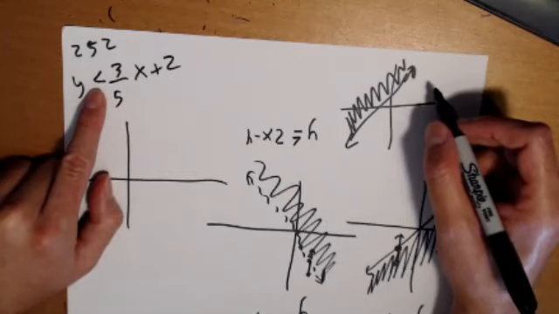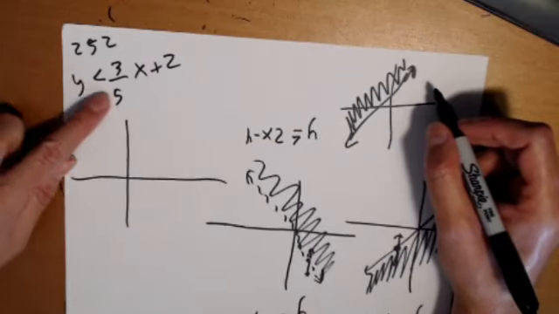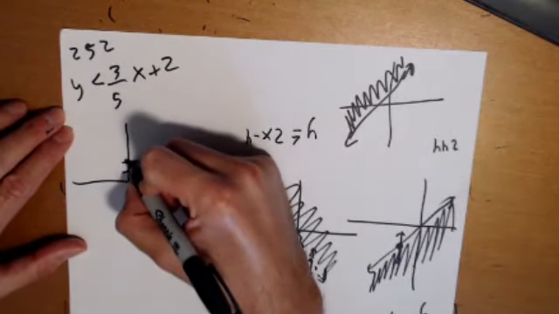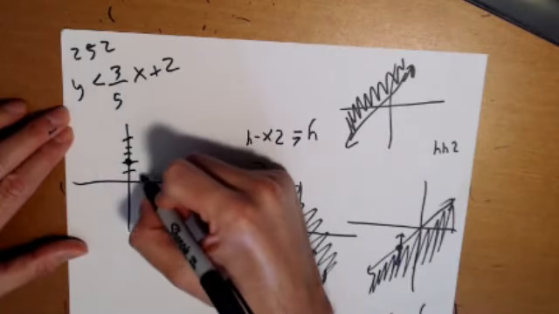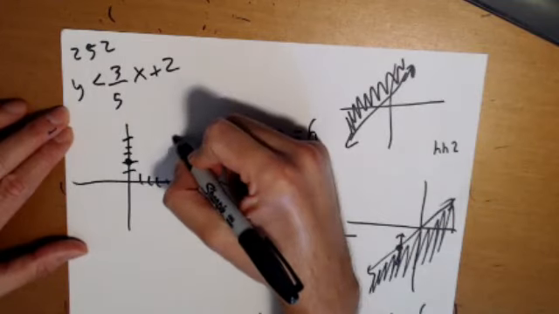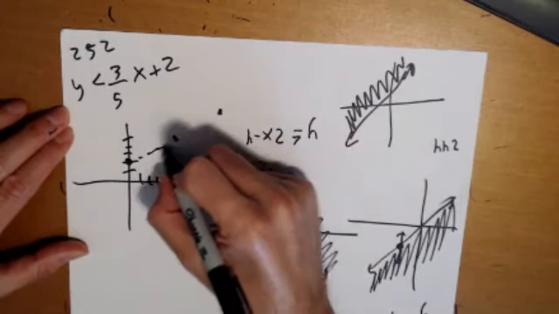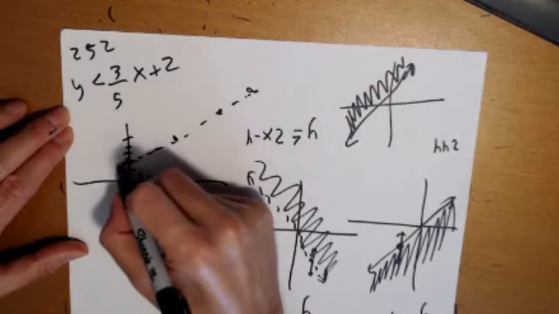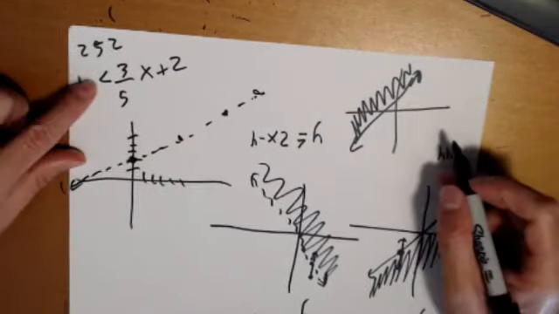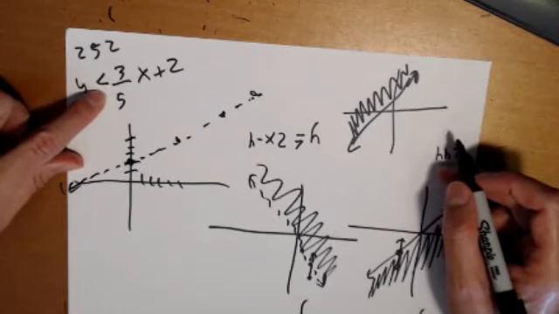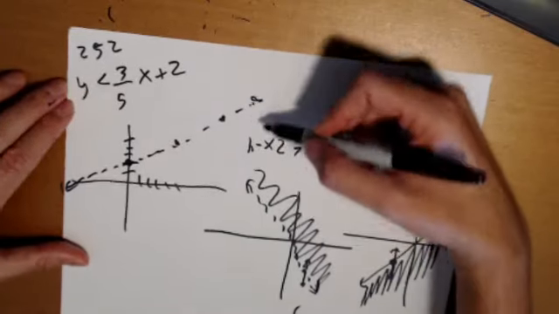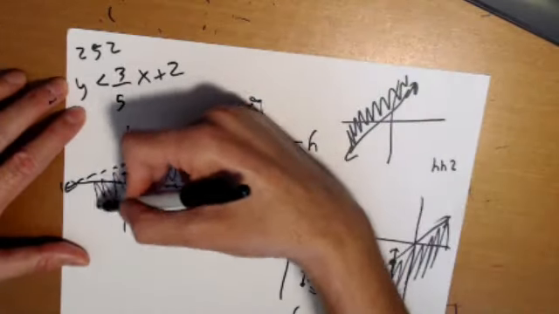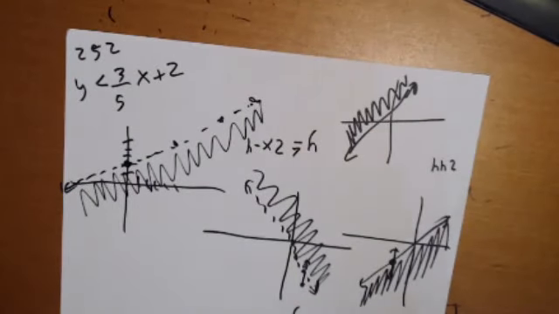Just pretend it's an equal sign, but instead of a solid line, I'm going to do a dashed line because it's not or equal to. Go to positive 2, put a dot. How do I get to the next dot? Rise over run, up 3 over 5. 1, 2, 3, up 3 over 5. Dashed line, because solid lines are for if it's underlined, or equal to. And we want y values less than, y values below. So just shade this side of the dashed line. Ta-da!